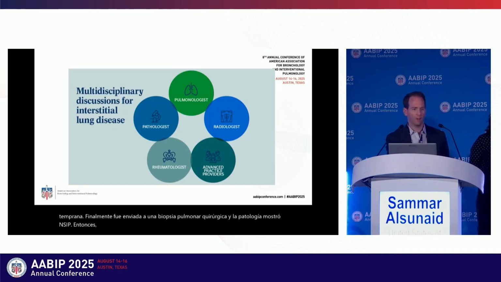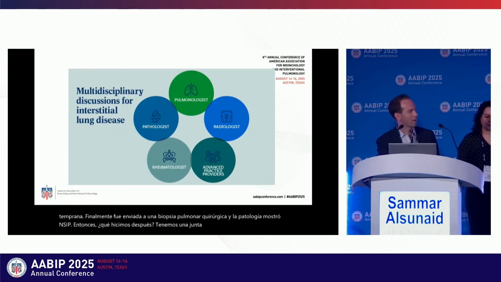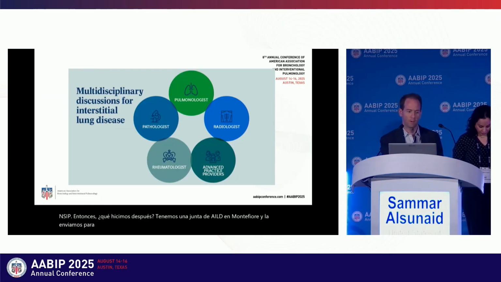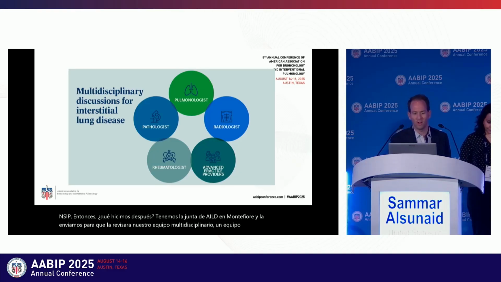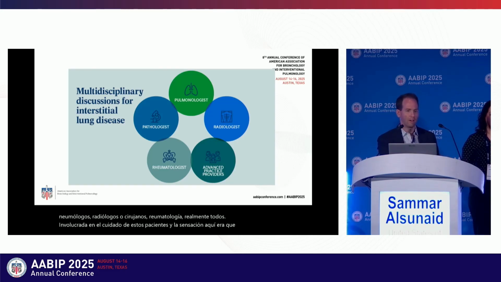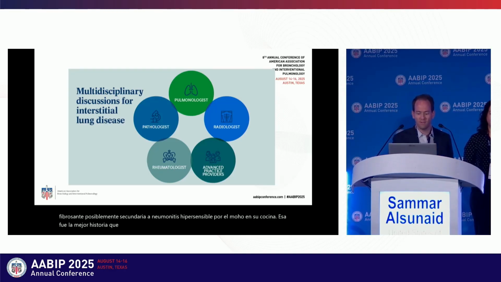We have an ILD board at Montefiore, and we sent her in to be reviewed by our multidisciplinary team: pathologists, pulmonologists, radiologists, our surgeons, rheumatology, really everyone involved in the care of these patients. The feeling here was that she had fibrosing NSIP, possibly secondary to hypersensitivity pneumonitis from the mold in her kitchen. That was the best story we could get. She was started on CellCept and followed up.